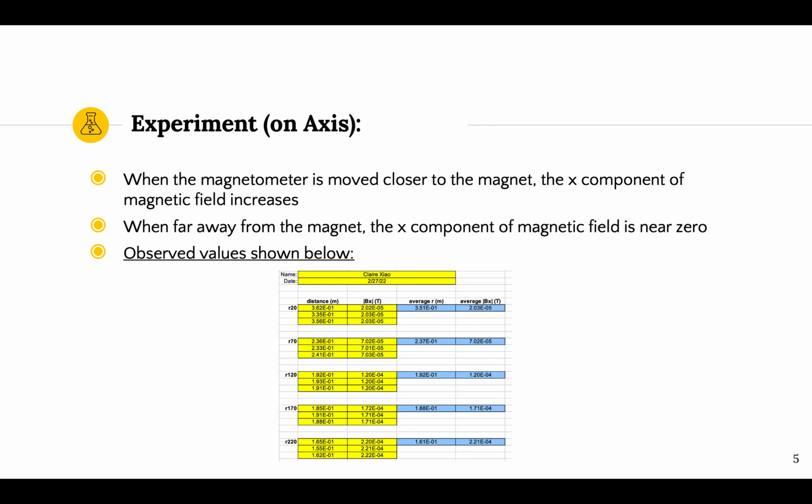So this is the on-axis experiment. When the magnetometer, I'm not sure if I'm pronouncing that right, is moved closer to the magnet, the X component of the magnetic field increases. When far away from the magnet, the X component of the magnetic field is near 0. And the observed values are shown below, which was the input to the Excel sheet that was attached to this lab.